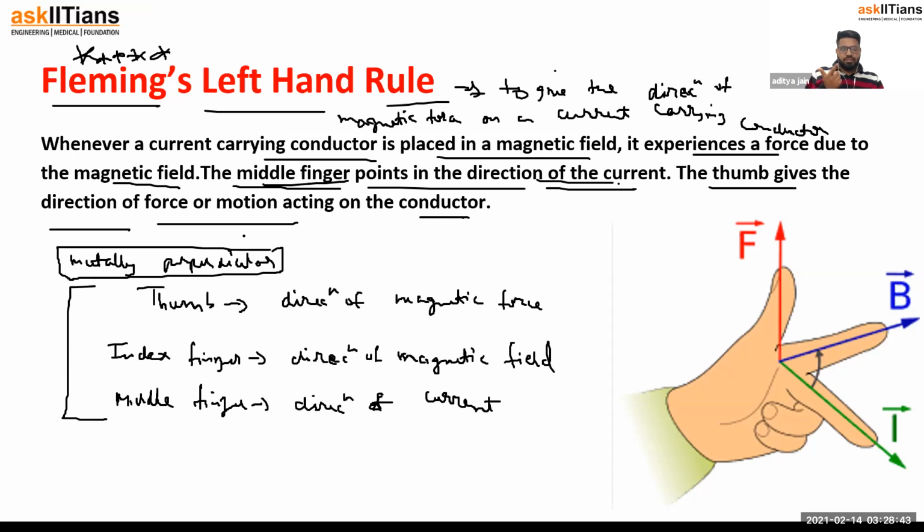And as we are using the left hand to derive the relations, we name it Fleming's left hand rule. So Fleming's left hand rule is a very important rule in deciding the direction of magnetic force acting on a current carrying conductor. Clear? So I hope it is clear how the force is acting and how to decide the direction of that force acting on a current carrying conductor with the help of Fleming's left hand rule.